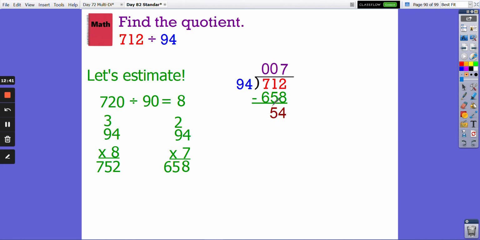Can we make any more groups out of 54, of 94? No, we cannot. So our remainder is 54. So it's 7 remainder 54. So what this is really saying is 7 groups of 94 with 54 left over. Okay, so 7 remainder 54, or we can write it as 7 and 54/94. Okay?